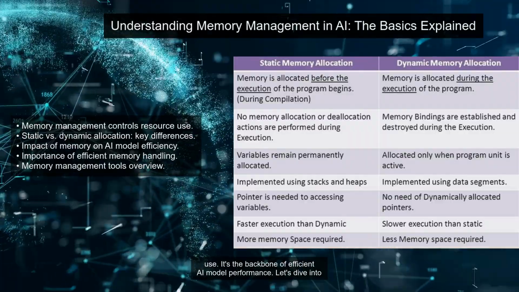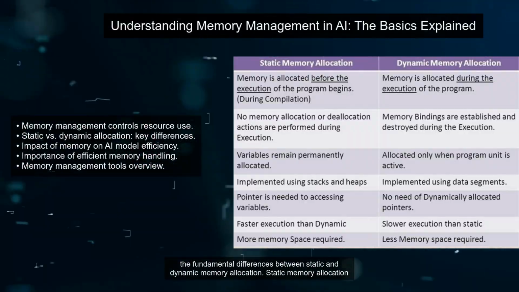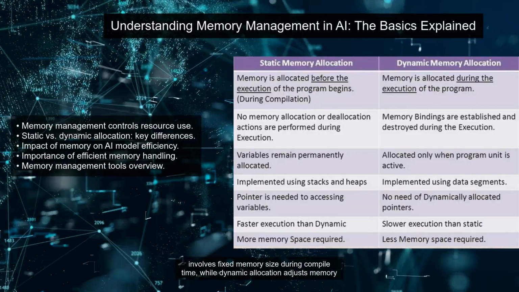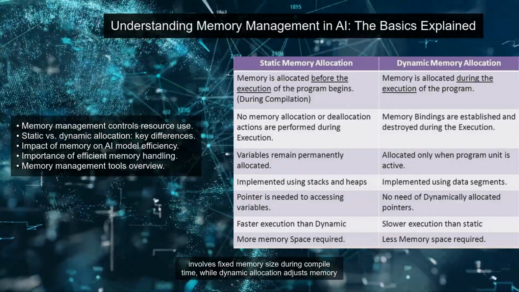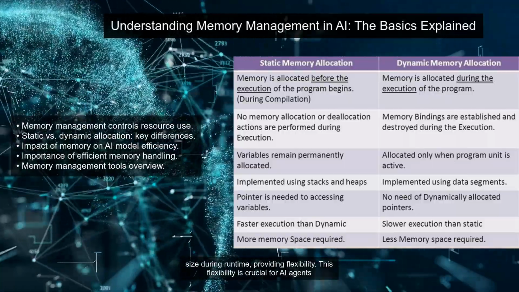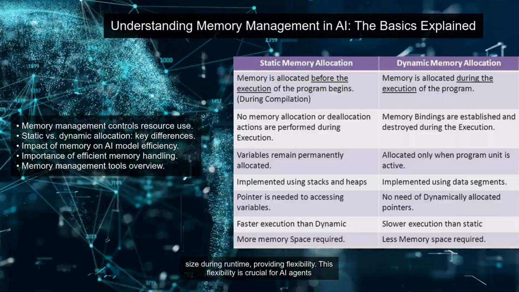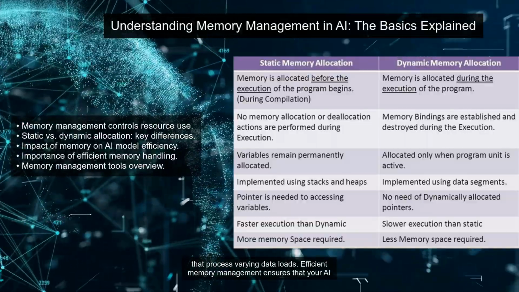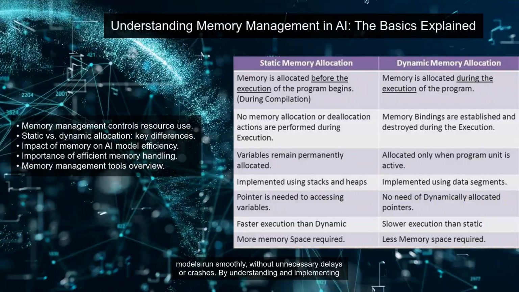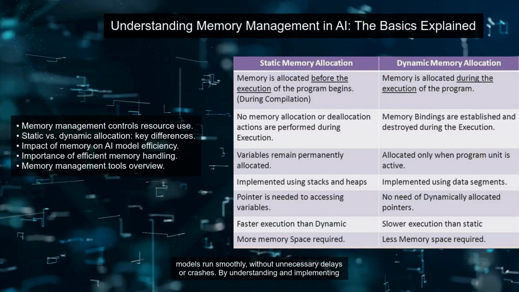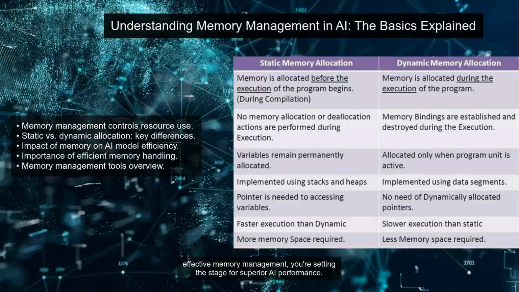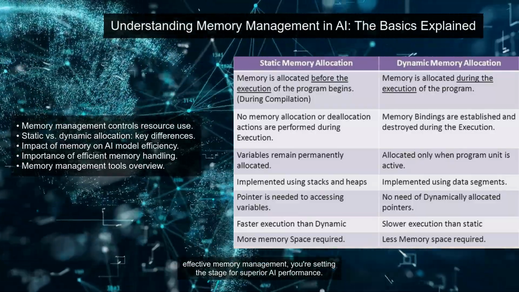Let's dive into the fundamental differences between static and dynamic memory allocation. Static memory allocation involves fixed memory size during compile time, while dynamic allocation adjusts memory size during runtime, providing flexibility. This flexibility is crucial for AI agents that process varying data loads. Efficient memory management ensures that your AI models run smoothly, without unnecessary delays or crashes. By understanding and implementing effective memory management, you're setting the stage for superior AI performance.